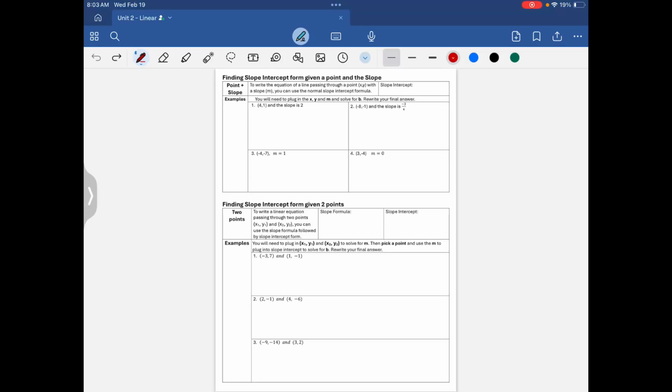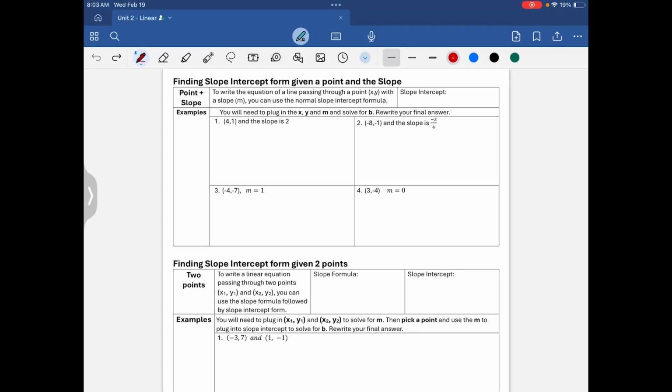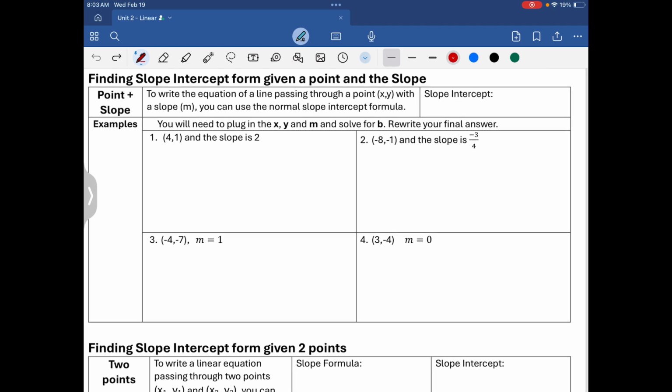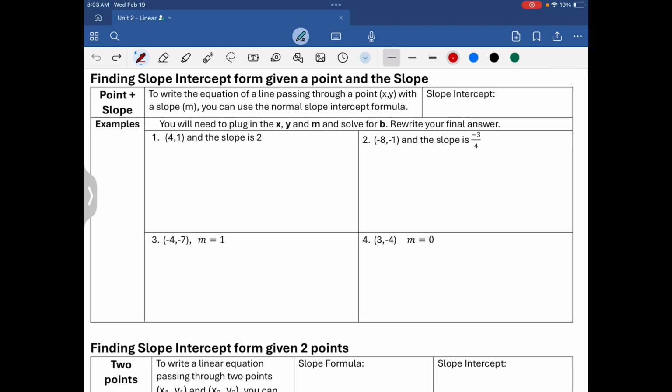Hi everybody. So we are going to talk today about finding slope-intercept form given a point and a slope. We'll worry about the given 2 points part later in a separate video. If we go ahead and read our first part, it says to write an equation of a line passing through point (x, y) with slope m, you can use the normal slope-intercept formula. So our slope-intercept formula is y equals mx plus b.